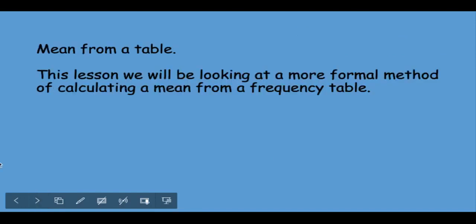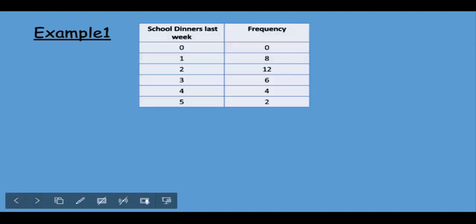Okay, so just reiterating what I said a little while ago, we're looking at a more formal method of calculating the mean. So side heading, examples. What we're going to need to do when we're looking at these is, if we look at these people having school dinners last week, no people had it no times, 8 people had school dinners once, and so on.